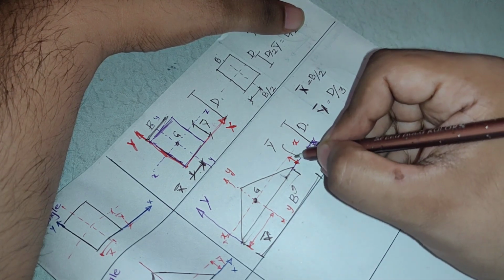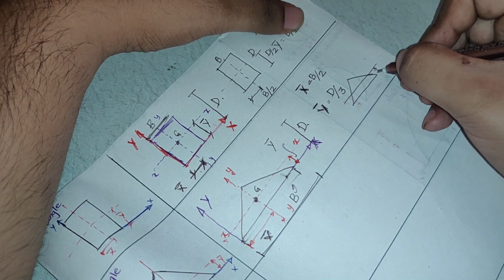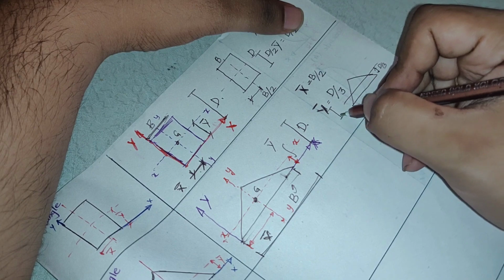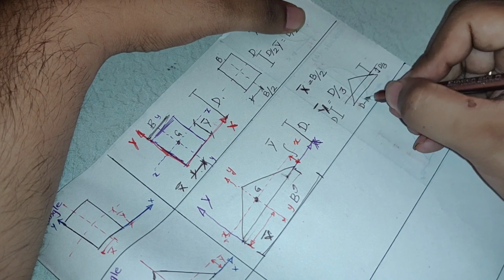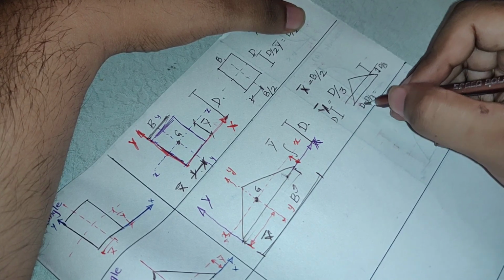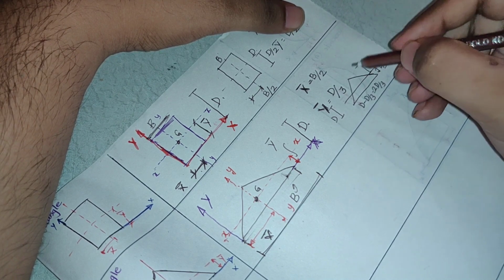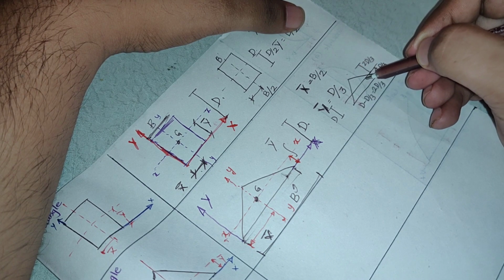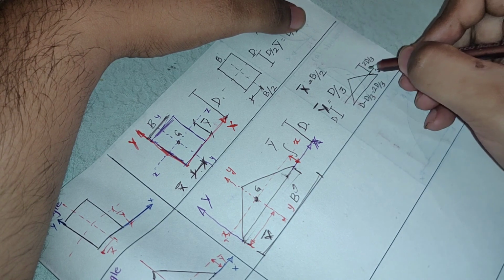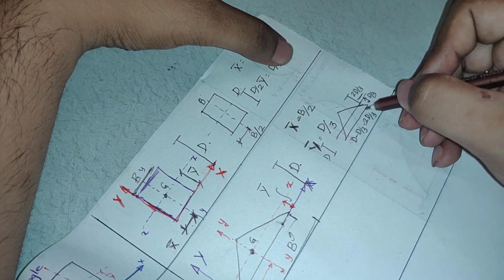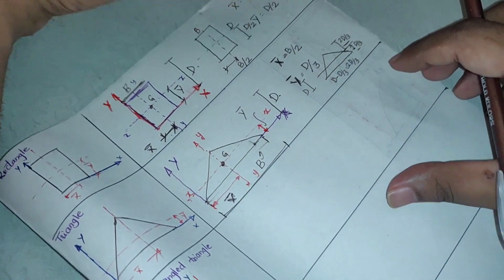So if this is d by 3, and I draw it like this, what is the total height? Total height is d. So what will this value be? D minus d by 3. That will be, 3 ones are 3, 3 minus 1 is 2. This will be 2d by 3. So if you cut from the top, the distance of the centroid from the top side is 2d by 3. The same way, the distance from the bottom is d by 3. So hope you understood this part.